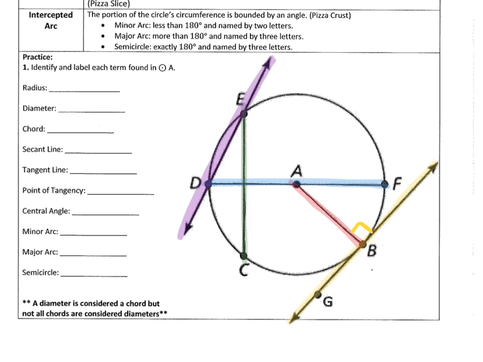Perpendicular means what kind of angle? It's a right angle. Sorry, I guess I should be more specific. How many degrees are in a perpendicular? 90 degrees. Very good. Okay, we need to know that.